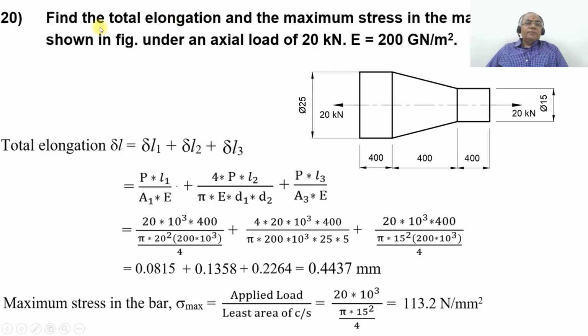Therefore, from the given problem, the total elongation is 0.4437 mm, and the maximum stress in the material is 113.2 Newton per mm square. This is how you will be able to solve this problem.